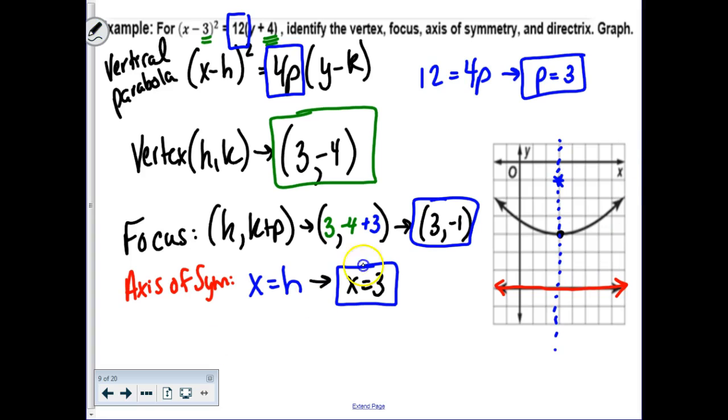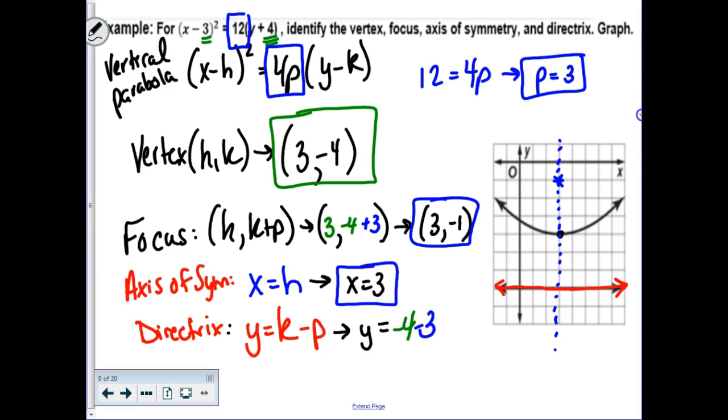And then one more thing they'd make you find, which is the directrix. The formula from my card says for a vertical parabola, the directrix is y equals k minus p. So for us, that would be y equals negative 4 minus 3. And that's how they came up with a directrix at y equals negative 7.